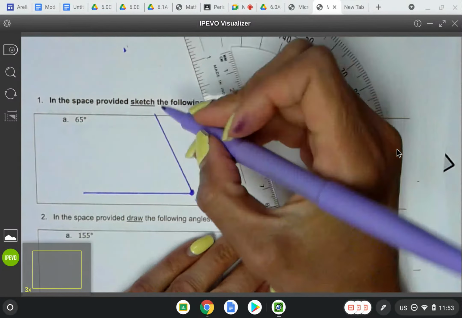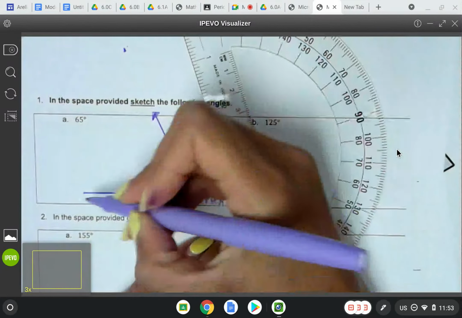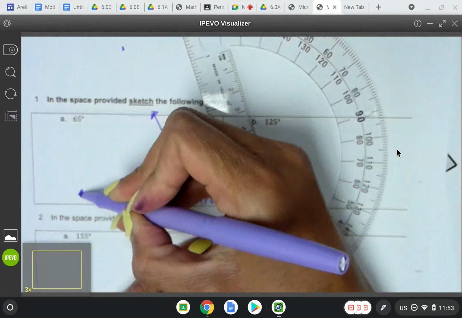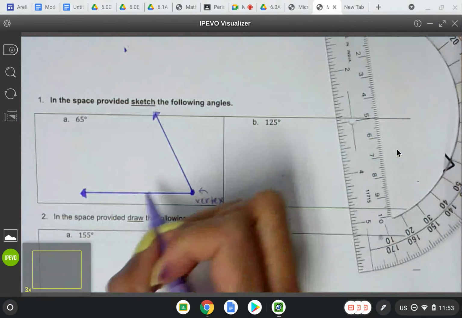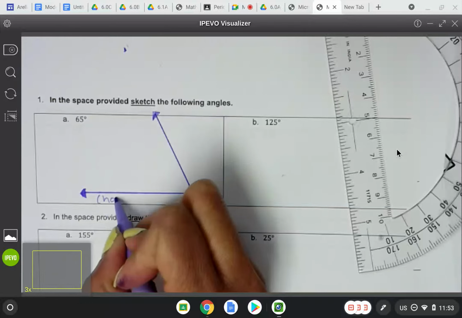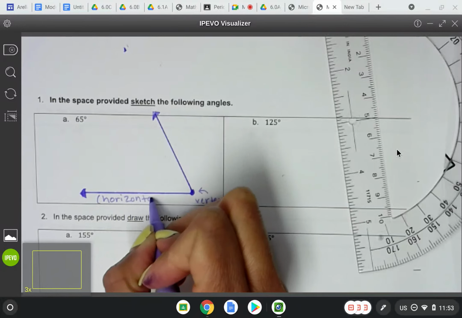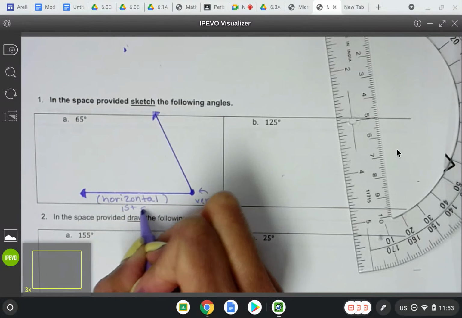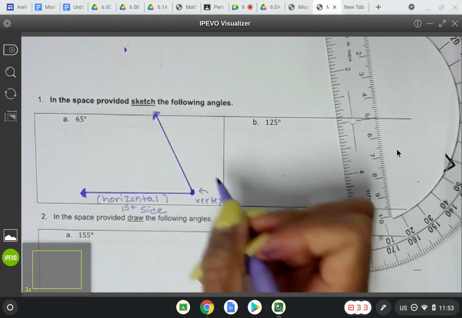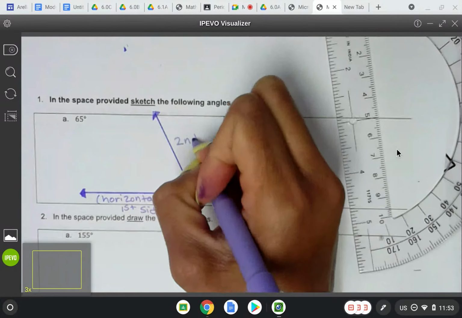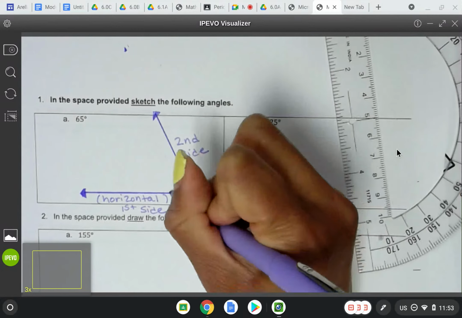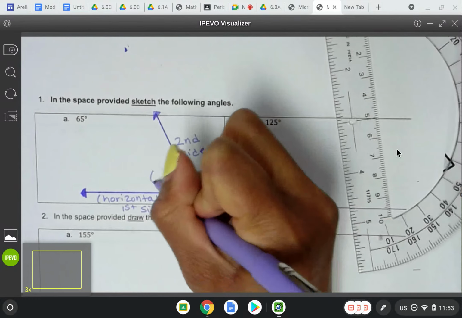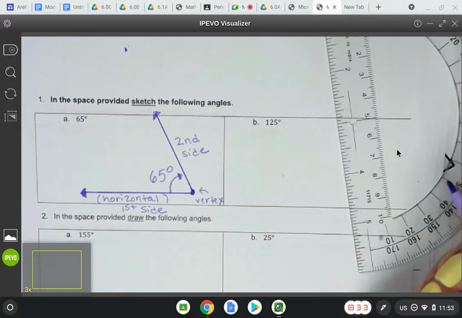So I can stop there, and I can put my arrows at the end to indicate that these are the two sides of my angle. Those are the two rays that form the angle. So this guy that I drew originally would be my horizontal, and that is the first side of my angle. And then the other ray would be my second side. And then I measured clockwise, and that angle is 65 degrees. So then I label my angle with its measure.